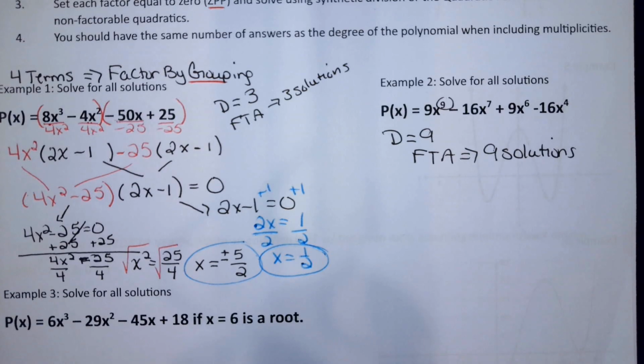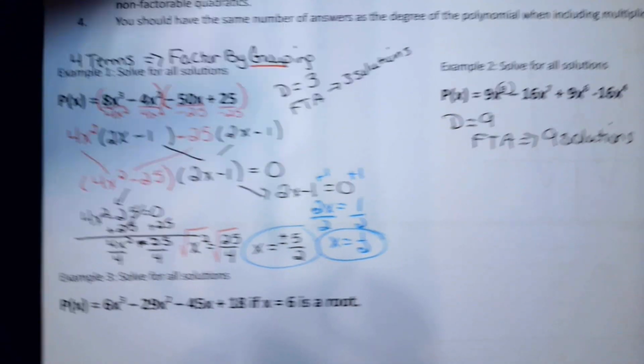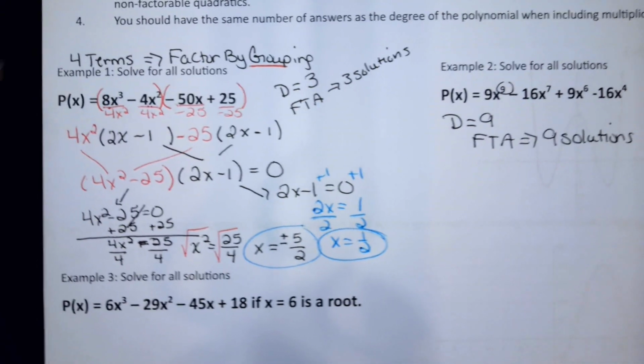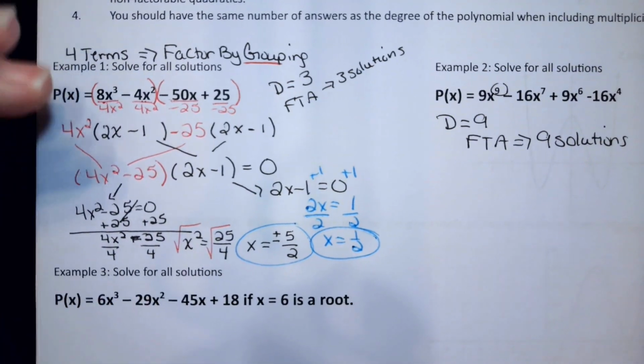Alright, so what I've done for example 1 is I've shown you the long way. Okay, so we factored it, we found our solutions by using the zero product property. Well, remember how we did synthetic division? Okay, we're getting ready to really use synthetic division here. So you're going to really enjoy this now.